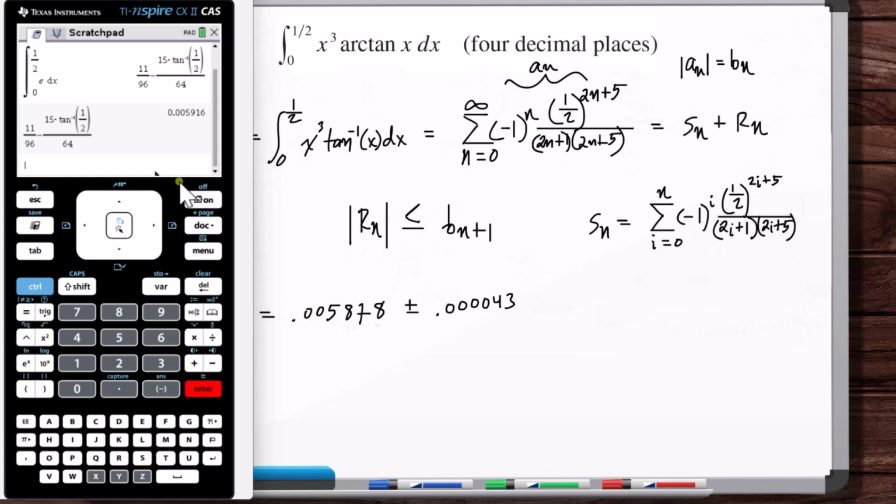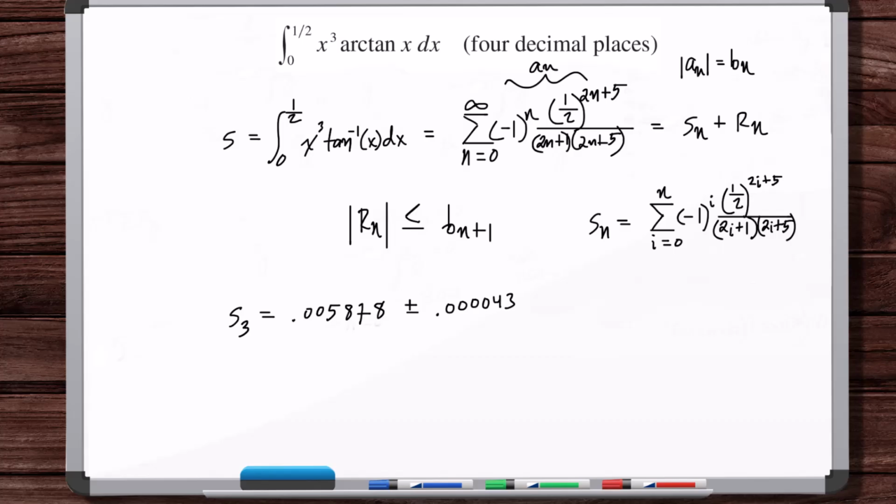And that's the exact answer. Let's subtract 0.1234443. Yeah, you see, we're right above this. So there you go. Pretty cool.